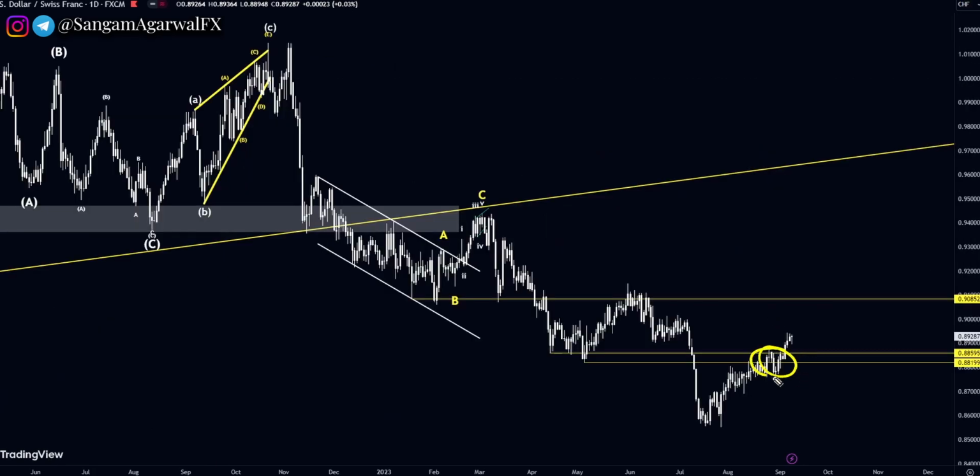USDCHF daily time frame, price has broken out of this horizontal resistance and now it is ready to go and retest the next resistance. So before CPI news, if it retests this support zone, then you can buy. But if a candle closes below the support zone, then it can make a new lower low.